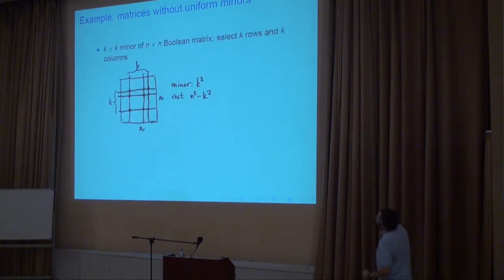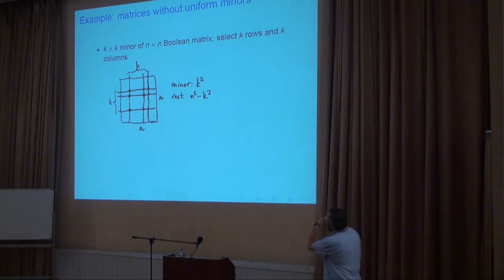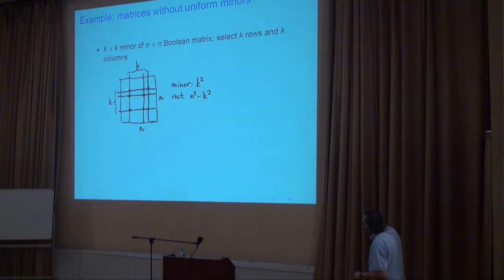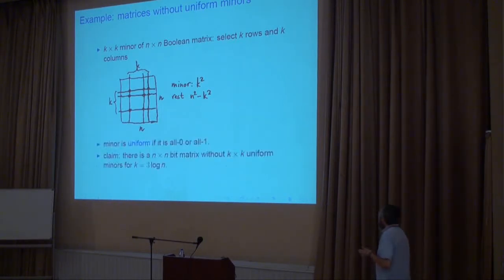And so first, the problem is we want to find a matrix without uniform minors. So we look for a big matrix, n times n, and a minor is obtained by choosing k columns and k rows. So we have k squared elements, which are on the intersection of these columns and rows, and we have n squared minus k squared elements outside the minor. And the minor is uniform if all its elements are 0, or all its elements are 1. And there is a claim: we can find an n times n bit matrix which doesn't have uniform minors of size k.